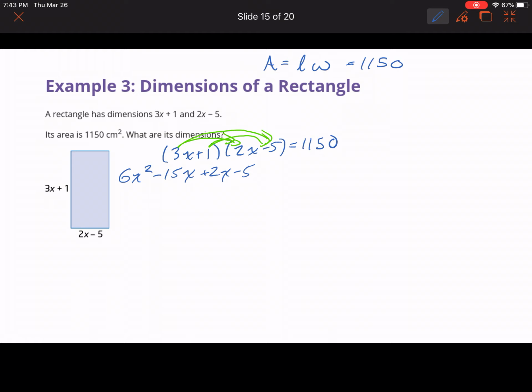Now I can move over my 1150, making it negative. So it goes from positive 1150 to negative 1150. I want everything to be on the one side. Now I'm going to simplify. 6x squared minus 13x minus 1155. Now we can group.